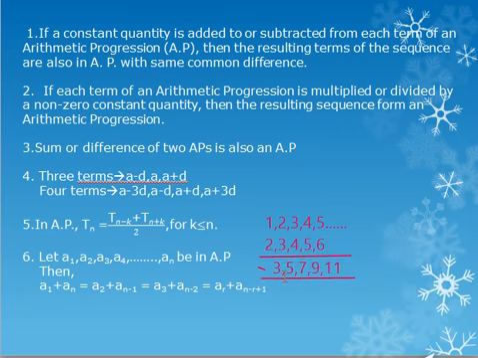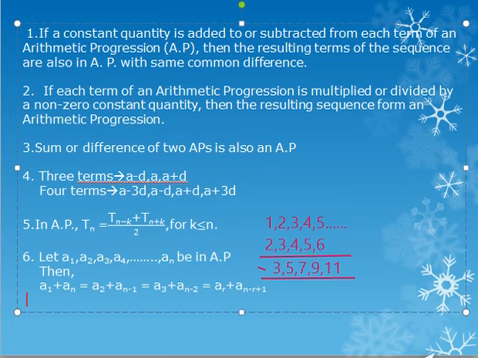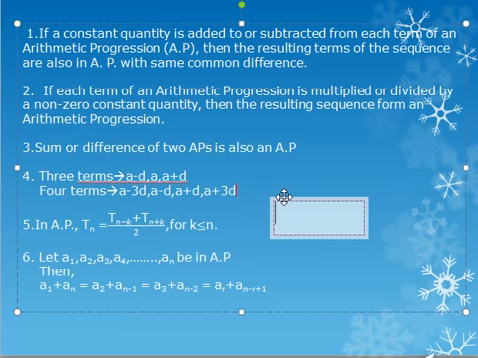So this is also an AP with common difference 2 and first term 3. For the difference, it's the same way. Let me take another example: 5, 4, 3, 2, 1.